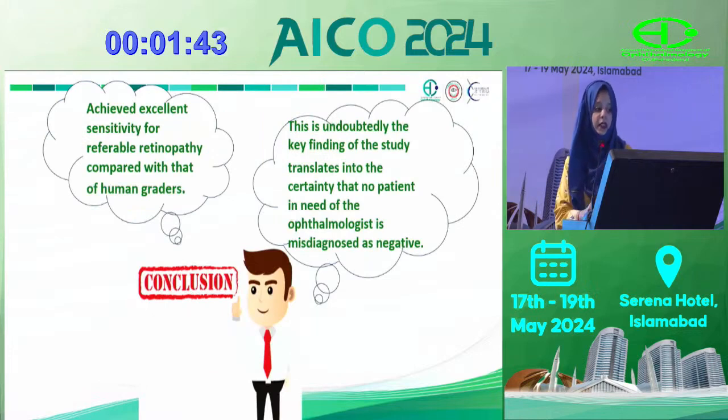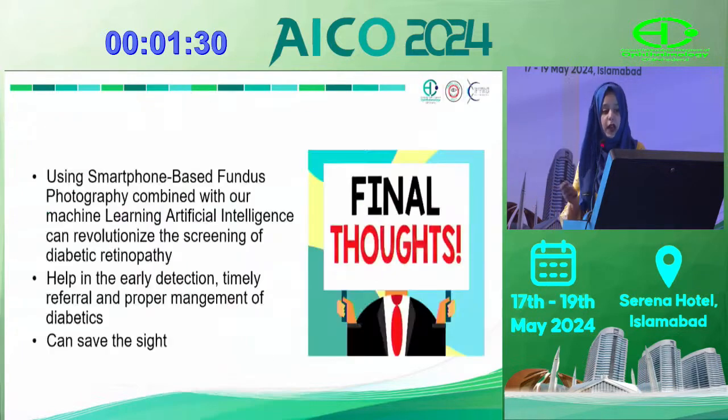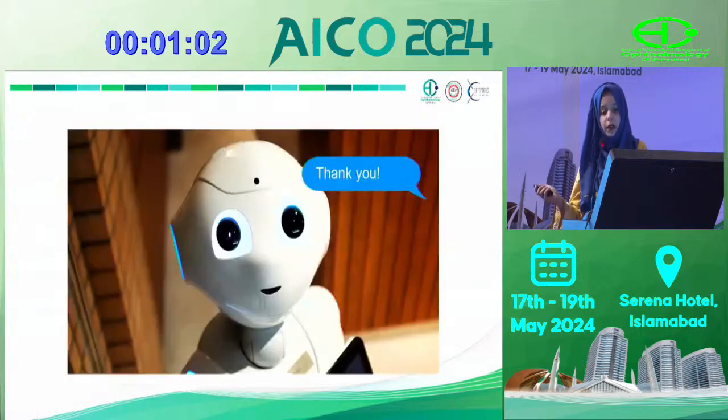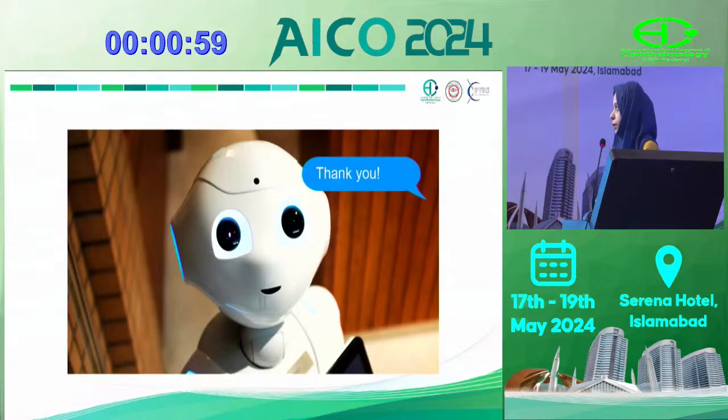So we have achieved an excellent sensitivity for referable retinopathy compared with that of human graders, and this is undoubtedly the key finding of my study, that translates into certainty that no patient in need of an ophthalmologist is misdiagnosed as negative. If we can use smartphone-based fundus photography, it can revolutionize the screening of diabetic retinopathy, help in early detection, timely referral, and proper management of patients with diabetes, and ultimately save sight. The take-home message from my presentation is that we are moving towards a paradigm shift. The use of artificial intelligence in medicine has promising results in future, and it can ultimately benefit the patients in all possible ways. Thank you.